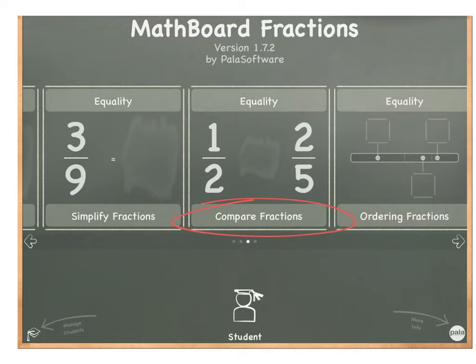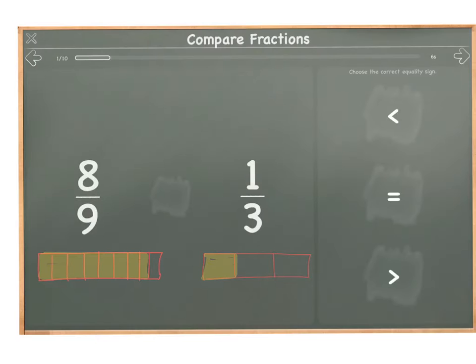So in Math Board, comparing fractions, this is what you're going to work on right here. Comparing fractions section. We're going to compare 1/2 to 2/5 and just make the symbol on which is bigger. So here's a couple examples. 8/9 compared to 1/3. One way to do this is to draw out a fraction bar, make 9 parts, shade in 8. You can see 8/9 is almost one whole bar.